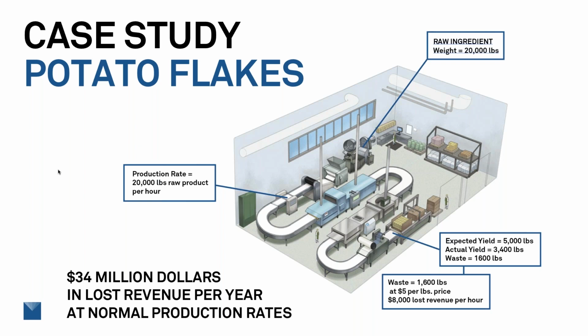And so in this case, when we scaled it up, you may have a raw ingredients weight of 20,000 pounds. You have a production rate of 20,000 pounds of raw product per hour. Your expected yield would be 5,000 pounds, let's say, if all you were experiencing was water loss. If you only had an actual yield of 3,400 pounds, then that translates into a waste of 1,600 pounds. At $5 per pound price, that's $8,000 of lost revenue per hour, translating into $34 million in lost revenue per year at normal production rates.